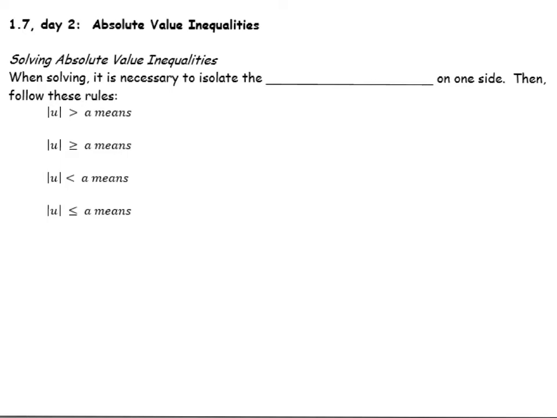All right, we have 1/7, day 2. Still working with inequalities. Only difference now is we're going to throw in some absolute value signs, which changes our setup a little bit. The actual steps to solve, not really.